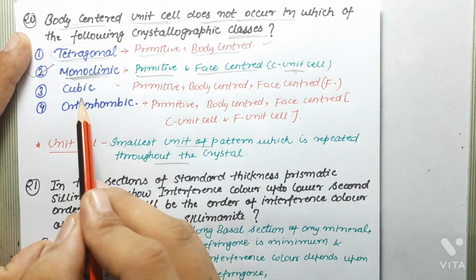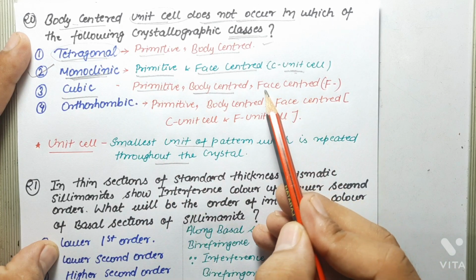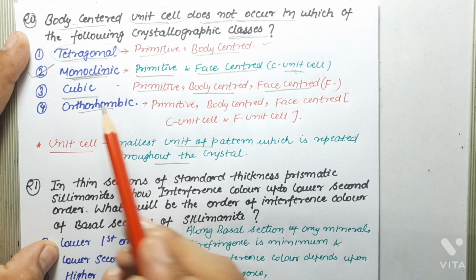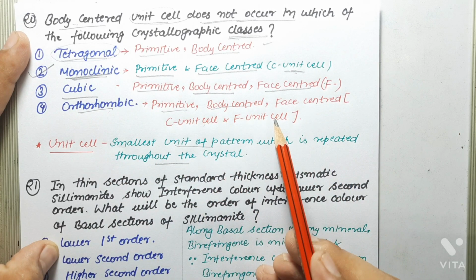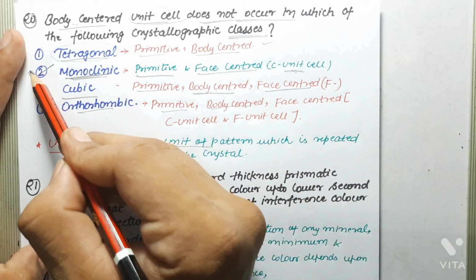Next one is cubic. Cubic contains primitive, body centered as well as face centered unit cells. And orthorhombic contains primitive, body centered and F type unit cells as well as C type unit cells. So the correct answer of this question is the monoclinic crystal system.